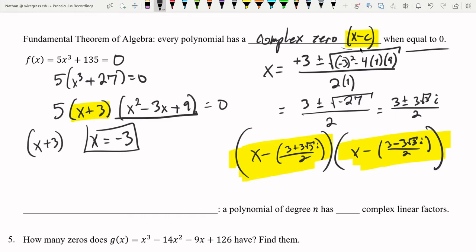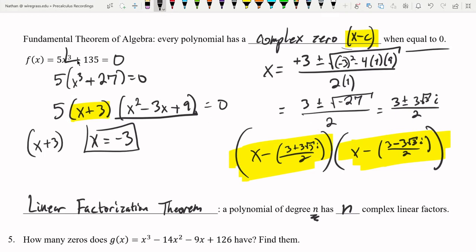And this gives rise to the idea that whenever you factor anything down, you have another polynomial, and so you can use the fundamental theorem of algebra again. And this idea of continually using the fundamental theorem of algebra is what gives us the linear factorization theorem. A polynomial of degree n has n complex linear factors. You can factor it down completely.